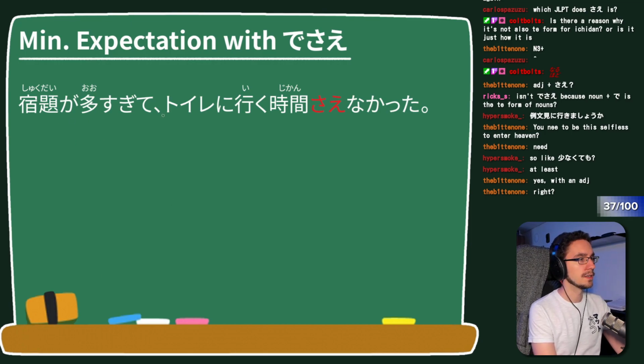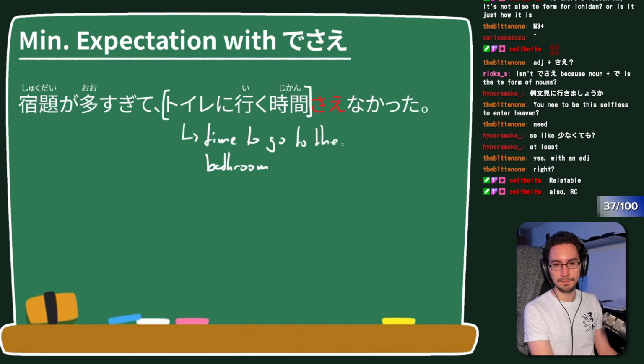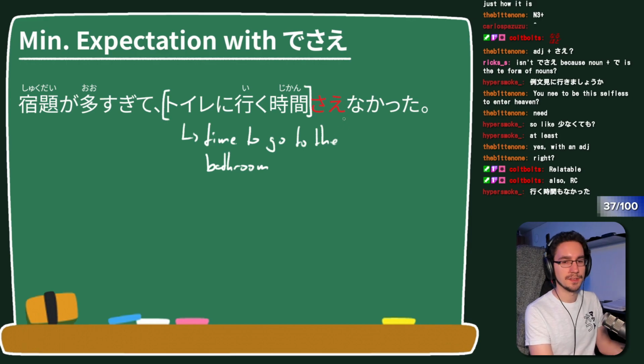宿題が多すぎてトイレに行く時間さえなかった. Right? So here is the thing that we had minimally, 時間さえ, or I should probably include the whole relative clause, which starts here with トイレに行く時間. What is this, right? It essentially just means time to go to the bathroom, or go to the toilet, right? Time to go to the bathroom. And then さえなかった. So not even that, right?